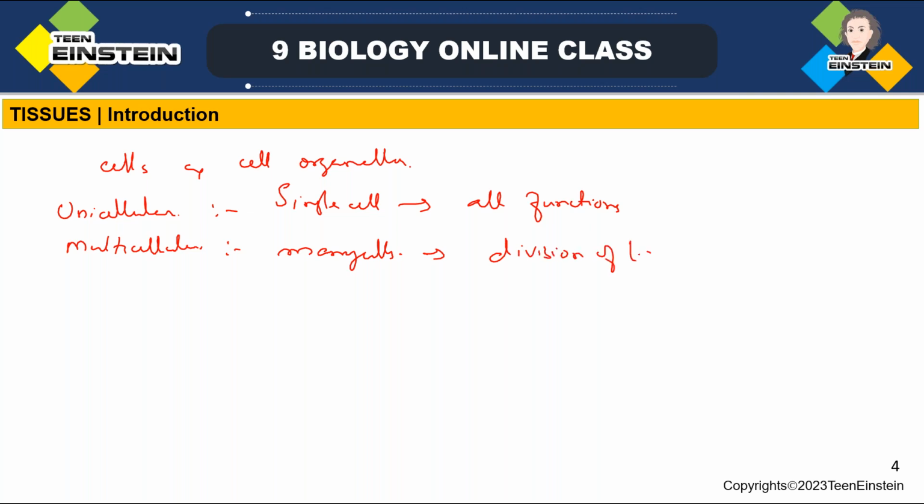Division of labor. What do you mean by division of labor? In a multicellular organism, each and every cell cannot do all the functions, because it is a complex body. Multicellular organisms have a complex body. If each and every cell did every work, it would be impossible. It would become slow or would not work in an efficient way. So what will it do? The body will divide all the works, and different types of cells will perform different functions.